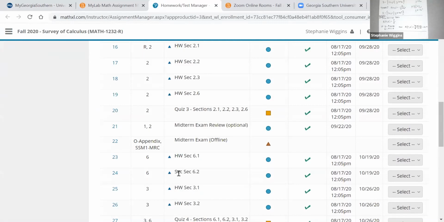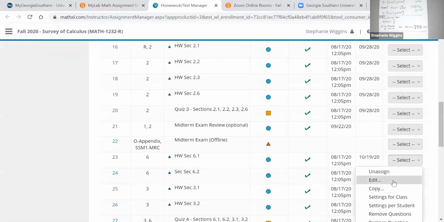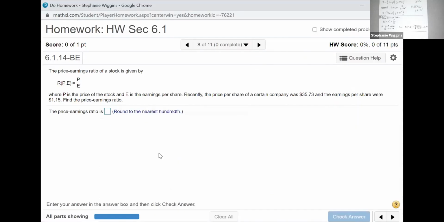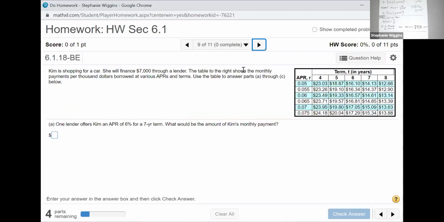This is a typo. That is supposed to say homework section 6.2, but I will fix that, I suppose. Here's 6.1. And I want to take a look at, I think it's starting at problem 8. Let me see. Oh, that's the one I just did. Hold on. Let me make sure I'm sharing the right screen here. I'm not. There we go. That's better. Okay. And here we are.